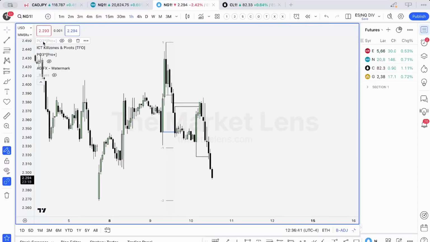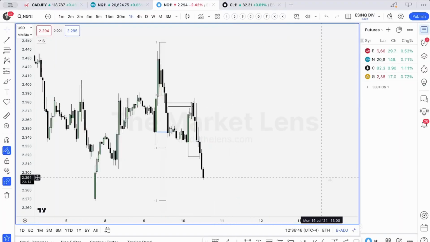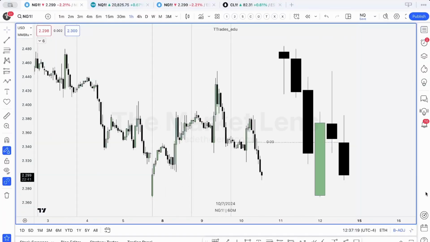So once the indicators load in here, not sure why they are not, be right back.